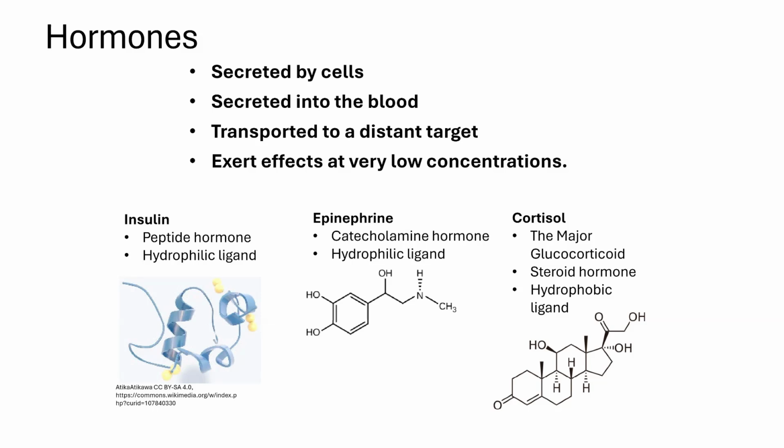Both insulin and epinephrine are hydrophilic ligands, meaning they are water-soluble hormones that will bind to receptors on the surface of target cells. Cortisol is a steroid produced from cholesterol by cells in the adrenal glands. Steroids are hydrophobic ligands, meaning they are lipid-soluble hormones that bind to receptors inside of target cells. We call cortisol a glucocorticoid because it is a steroid hormone that increases blood glucose level. Both epinephrine and cortisol are stress response hormones that work to increase blood glucose.